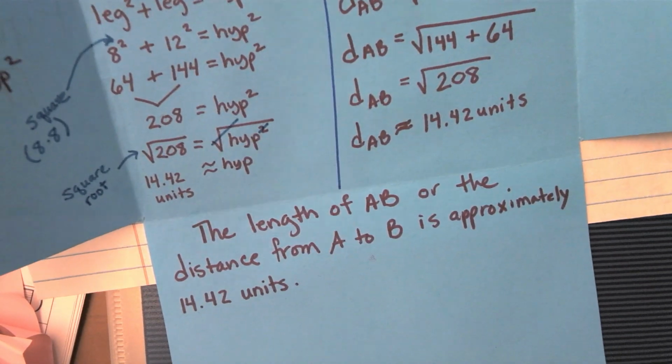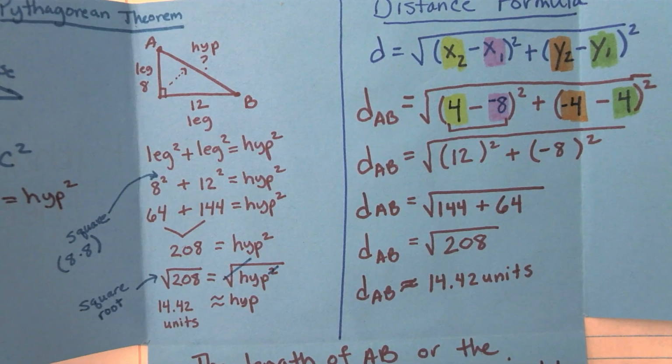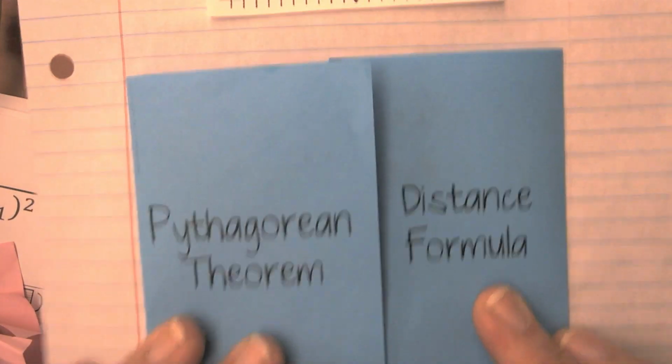So your questions may ask the length of AB, they may ask the distance from A to B. Either way, here are two methods that we've learned: Pythagorean theorem and distance formula.